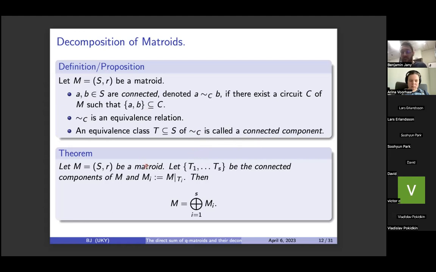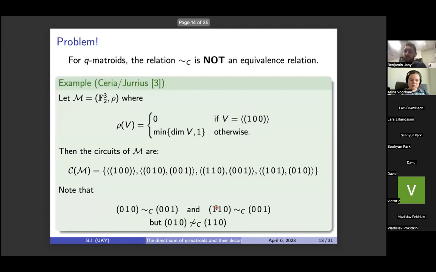And those connected components are precisely the ground sets of the irreducible components of a matroid. So given a matroid, one can use this equivalence relation to uniquely express our matroid as the direct sum of irreducible matroids. The problem is, for q-matroids, this relation is not an equivalence relation.